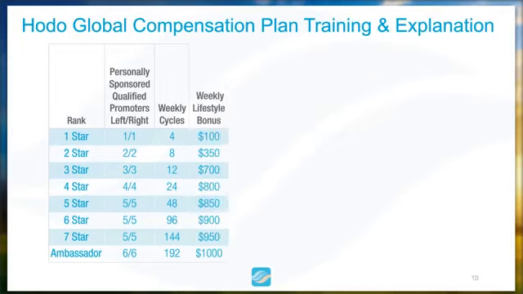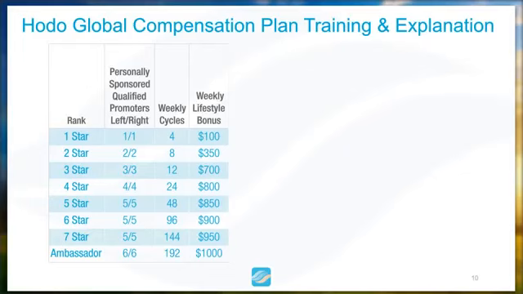Now, here's something kind of cool, and we'll talk about this more in a moment. Once you do hit one star, in addition to your cycle bonuses and any of the other bonuses, there's a nice little extra bonus that comes in every week, kind of a little icing on the cake. So you hit one star, you're going to earn $100 extra a week, a weekly lifestyle bonus. Hit two star, $350 a week. What we're trying to do is get you up to $500 a week, which would give you about $2,000 a month income.